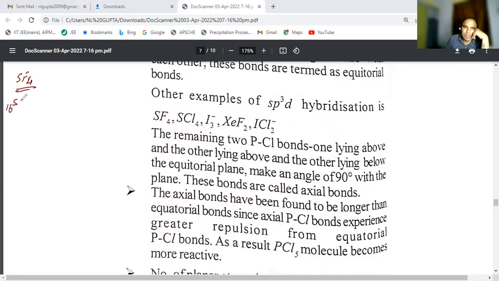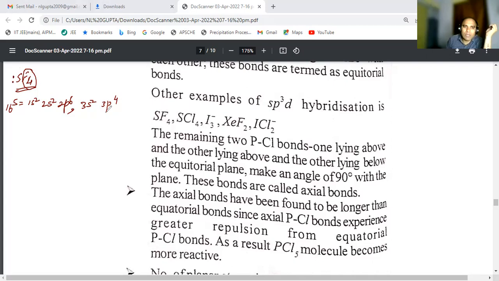Sulfur has atomic number 16, so the configuration is 1s2, 2s2, 2p6, which are the inner shells, then 3s2, 3p4. Sulfur has a total of 6 valence electrons. Four bond pairs are there, and 1 lone pair will also be there, because out of 6 electrons, 4 are shared and 1 lone pair remains.